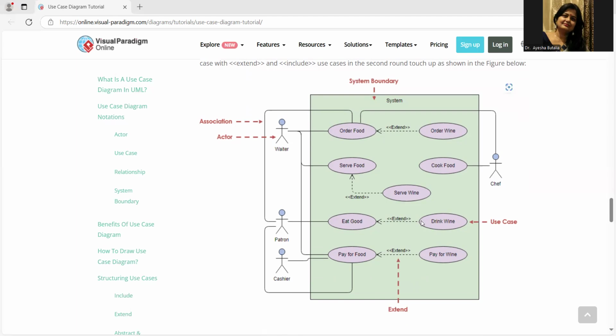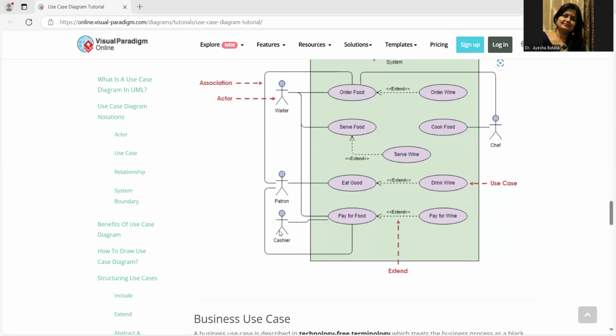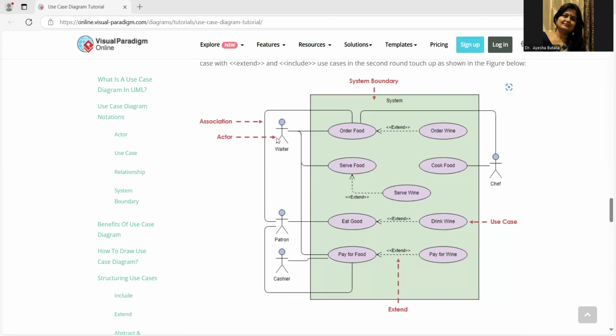So here this is the system for the ordering of food. You can see the waiter is one of the external resources, then the patron, the chef, and then the cashier. So these are the external actors. The associations are here. If you order the food, the chef has to be informed to make it. So the moment the food is ordered, it goes to the chef and the food is cooked, right? Once the food is cooked, when you order the food, water is served automatically.